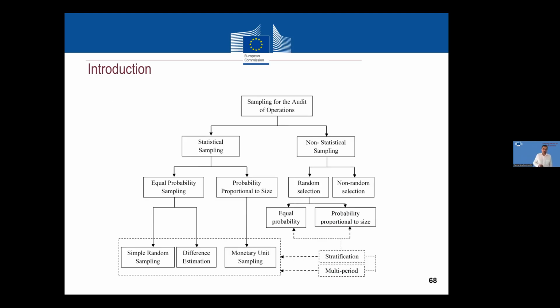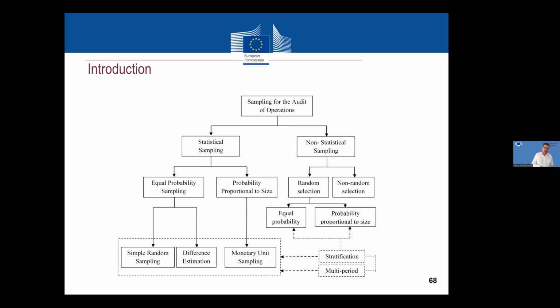First of all, the sampling methods that are available for the audit authorities and are in our guidance note are in the branch of statistical sampling, and two sub-branches: equal probability selection and probability proportional to size. Under equal probability selection, we have simple random sampling and difference estimation. And under probability proportional to size, you have one prominent, very well-known method, which is Monetary Unit Sampling.